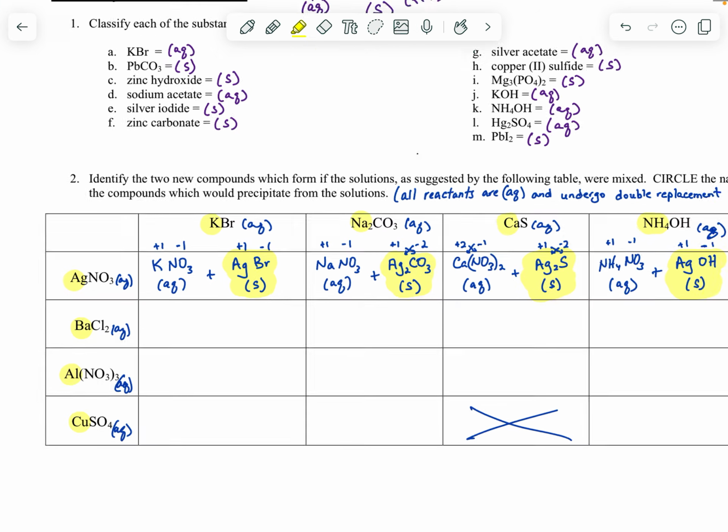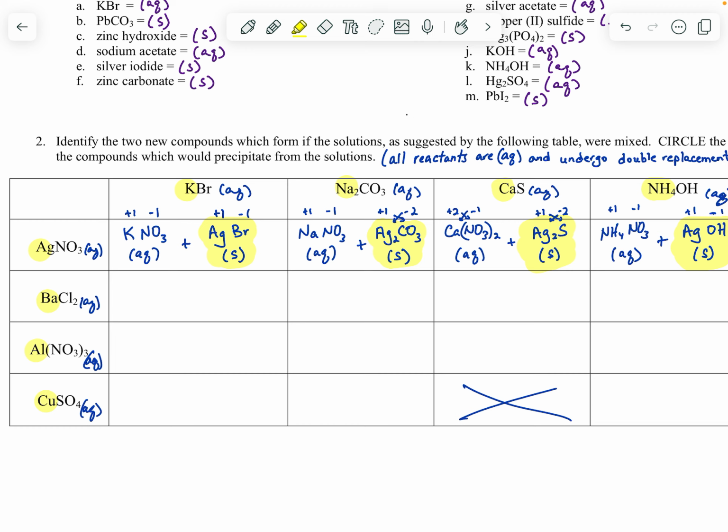But there could be instances, and actually I'll just do this one really quick, where you do end up with 2 soluble products. And when that's the case, then both products are aqueous, and actually the reaction doesn't happen at all. I X'd out this one because that gives you 2 solid products. That won't happen either. So that's why that was just a bad combination there.